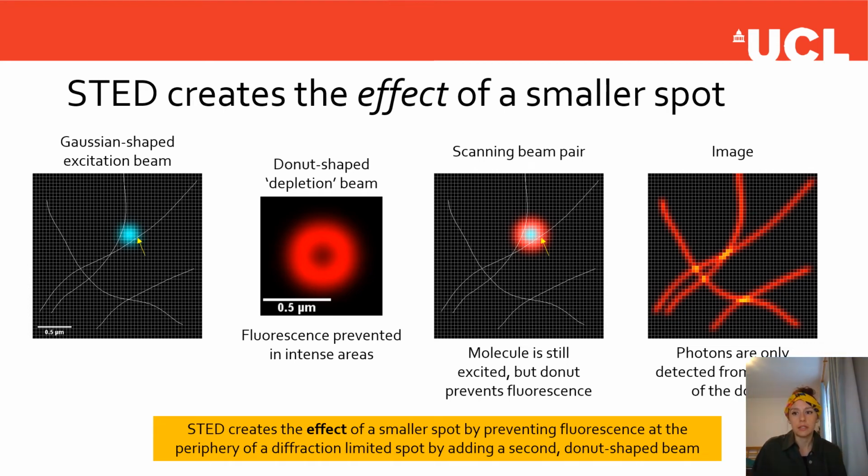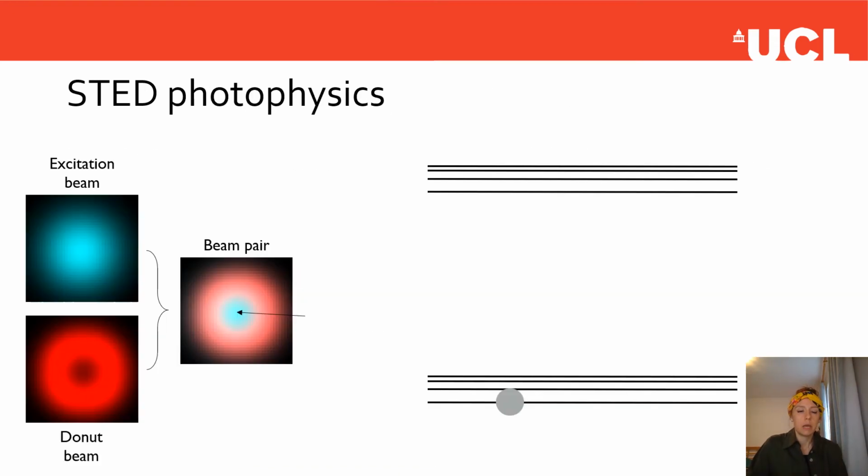So how does STED do this? How does this work at all? What's this magic that means that you can just turn off your fluorescence or suppress your fluorescence? So we're going to have a quick look at the photophysics underlying this. To begin with, we're just going to think about what's happening in the middle of our donut, so where our excitation beam is intense but our STED beam is dim.